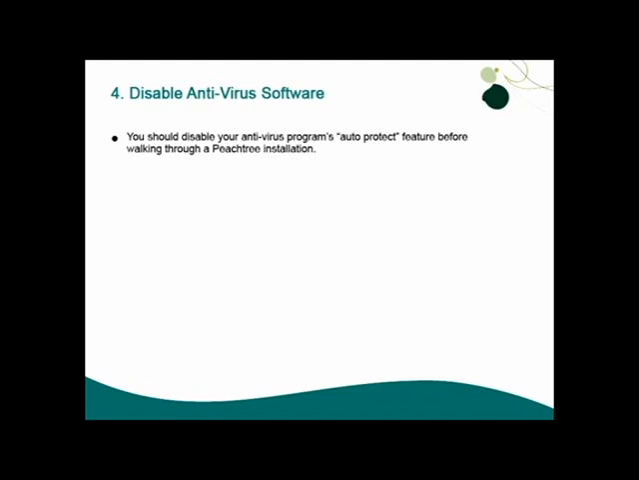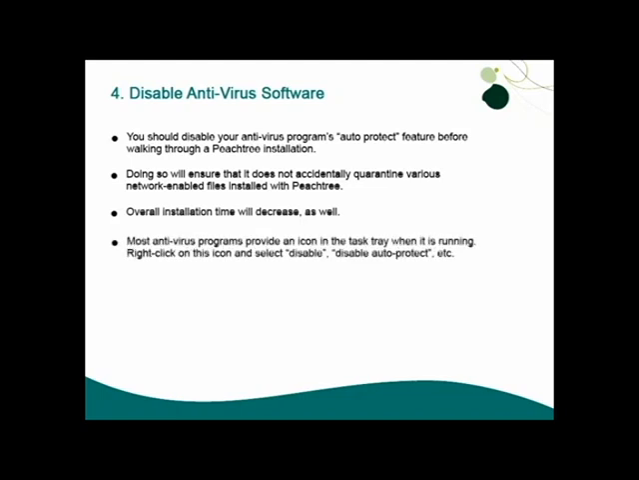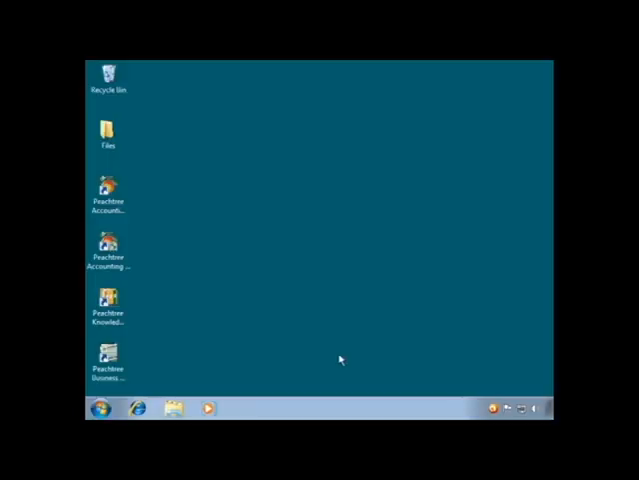If you are running an antivirus program, you should disable its Auto Protect feature before walking through the installation. Doing so will ensure that the program does not accidentally quarantine various network-enabled files installed with Peachtree. Overall installation time will decrease as well. Most antivirus programs provide an icon in the task tray when it is running.